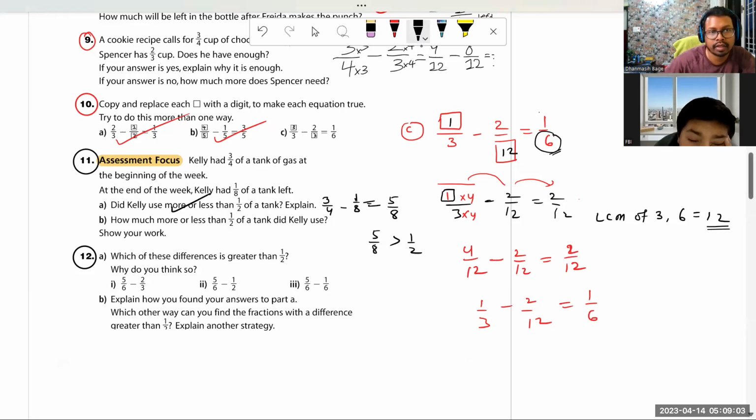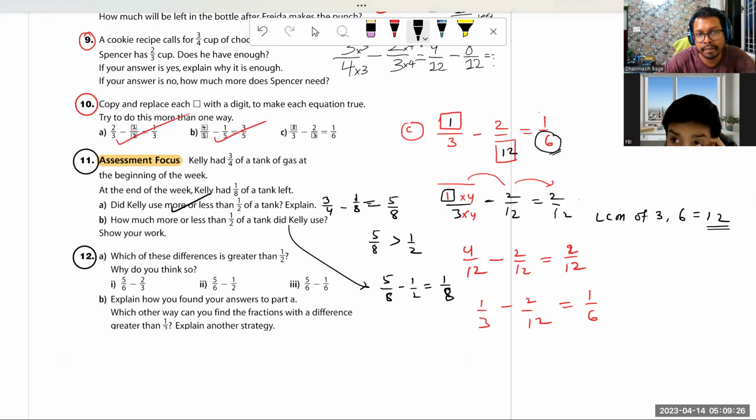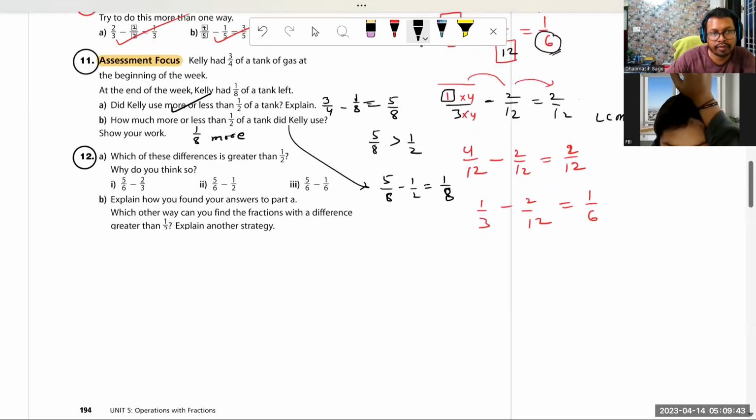How much more or less than 1/2 of a tank did Kelly use? Simply subtract. 5/8 minus 1/2 is equal to how much? 1/8. So 1/8 more is the answer. I gave you the answers.